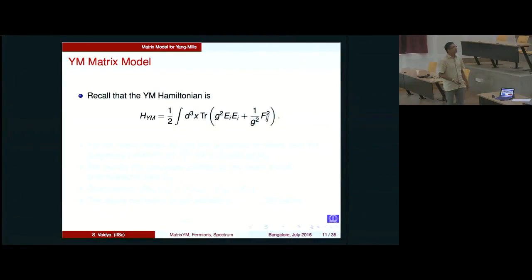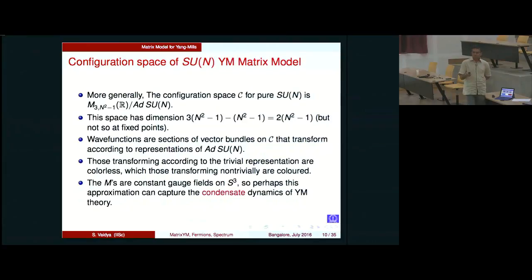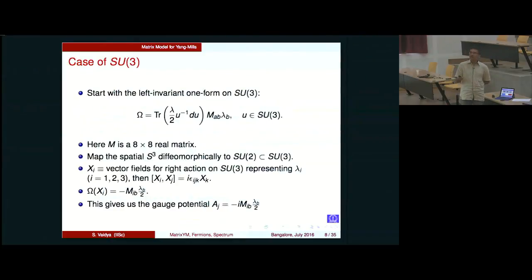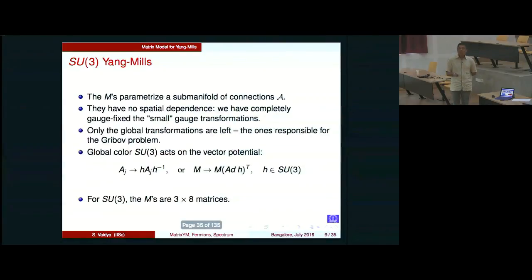Okay, now, this is the Maurer-Cartan form, and the M's are just, this is the most general left invariant one form. Then you pull back the one form to S3, and that gives you the gauge field. And you pull back the Maurer-Cartan, I'll show it to you in a minute. When you pull back the Maurer-Cartan equation, you get the F that corresponds to this gauge field. That's right.